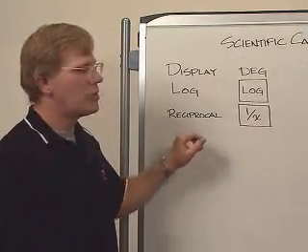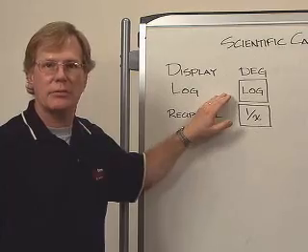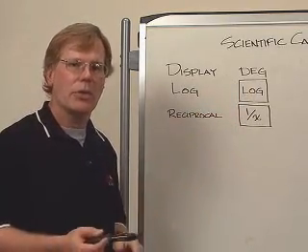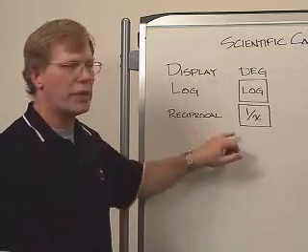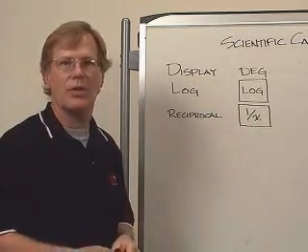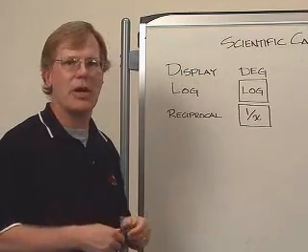A couple other things that we use frequently. Log button. You can see it here, just LOG typically on a button. And the other one that we'll use frequently is the reciprocal key, and this is just represented by a 1/x on the key button. Some of these may operate a little differently.